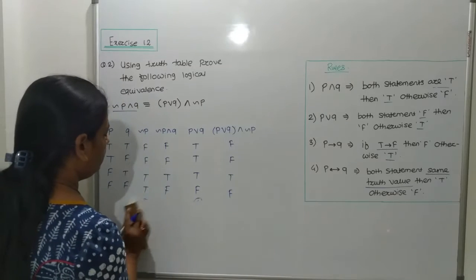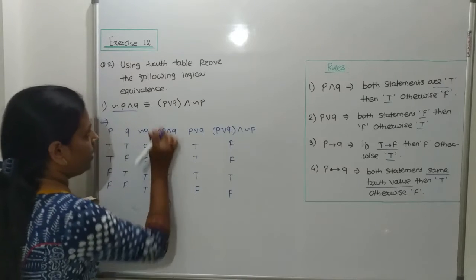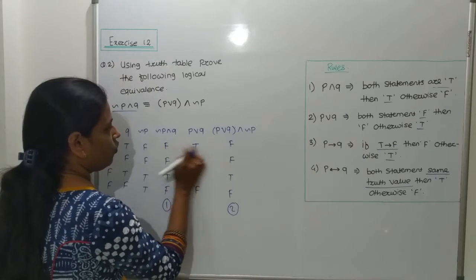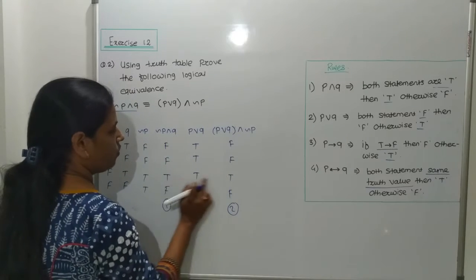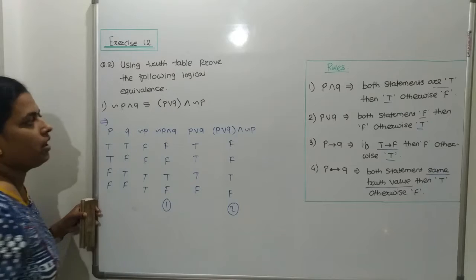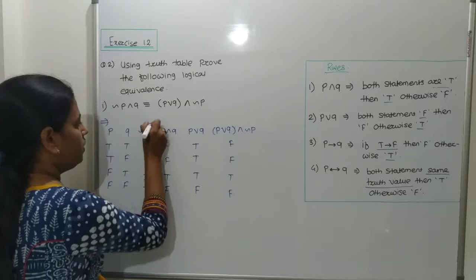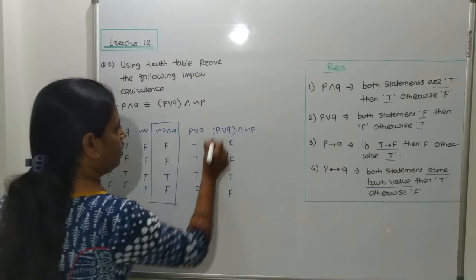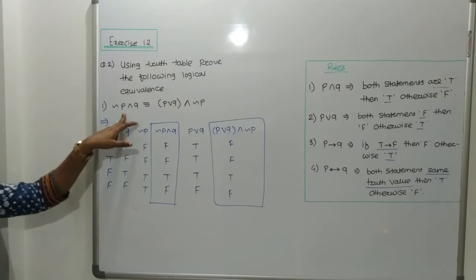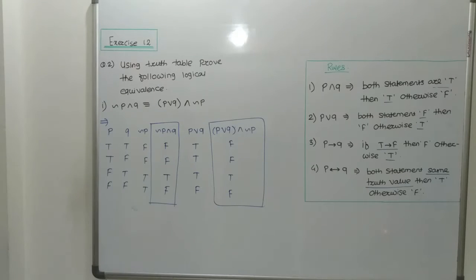Now this one is your first statement and this one is your second. Just observe: false, false, correct, same; false, false, same; true, true; and false, false. That means we have shown that these two statement patterns are logically equivalent. So highlight this one and this one. We have shown the equivalence of these statement patterns with the help of a truth table. Now similarly, we have to solve the next question.